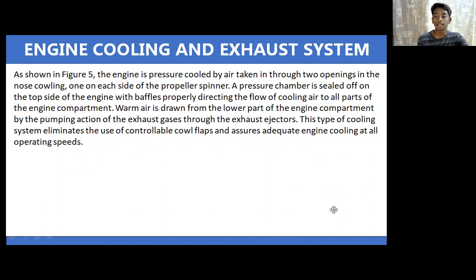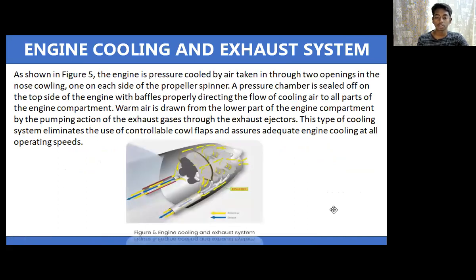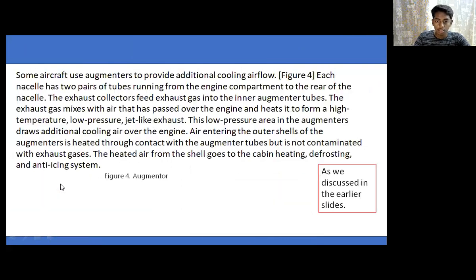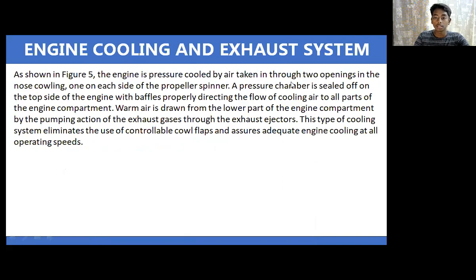Engine cooling and exhaust systems. As shown in figure 5, this is the engine cooling and exhaust system of a basic single propeller engine. The engine is pressure cooled by air taken in through two openings in the nose cowling. These are the two openings of the nose cowling, as we have seen in the earlier slides. This is the part where the opening is. From here the air enters and the engine is cooled.